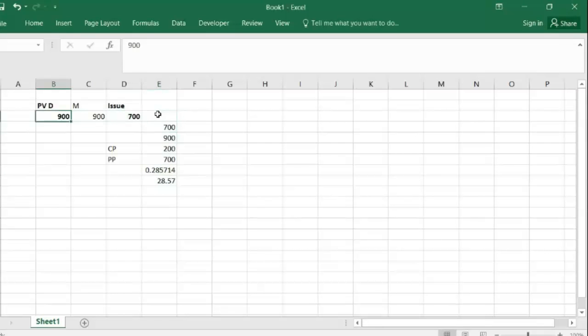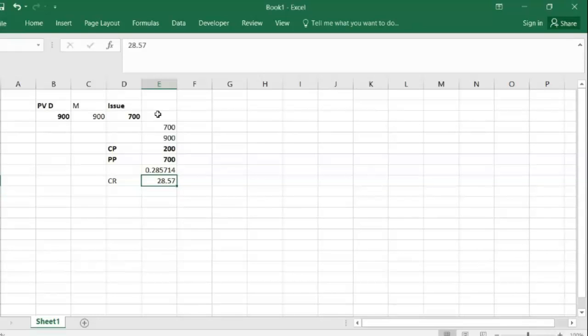The par value, the original value of the debenture, is 900 rupees. It is being issued in the market for 700 rupees. It means the coupon payment realized by the investor for investing in this debenture is 200 rupees. It is calculated on the purchasing price of 700 rupees. So we will be receiving 200 rupees out of 700 rupees, which is equal to 28.57%. This interest rate, we call it the coupon rate.